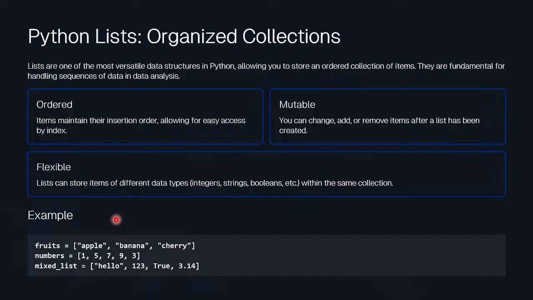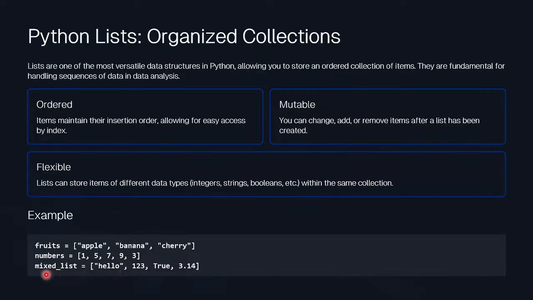Or add any item, remove any item, delete any item. Lists are mutable. Now lists are also flexible. What does it mean? It means that lists can have different data types all together in one collection.